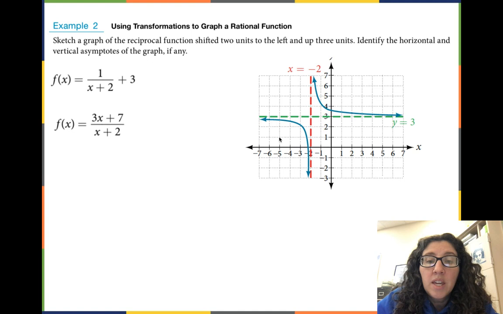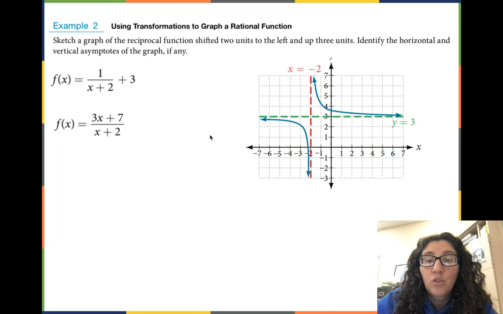And the graph itself is just shifted, right? It's not stretched or anything. So the whole graph has moved up 3 units and over 2 to the left. And the horizontal and vertical asymptotes also have moved, right? We had a vertical asymptote at 0. Now we have a vertical asymptote at -2. We had a horizontal asymptote at 0, and now we have a horizontal asymptote at 3.